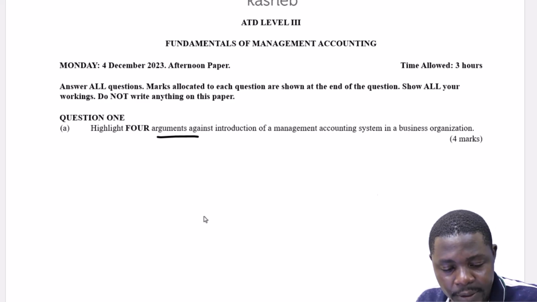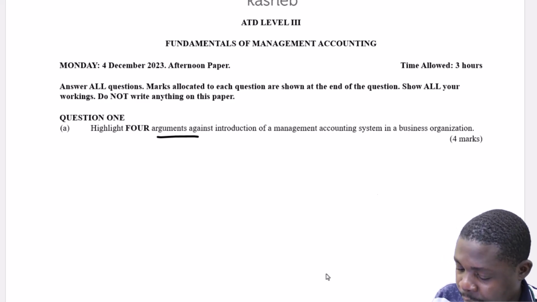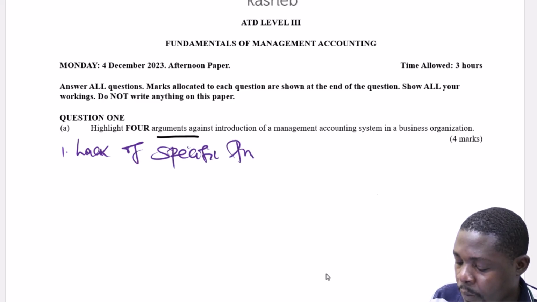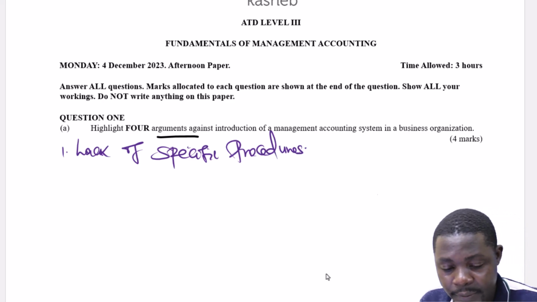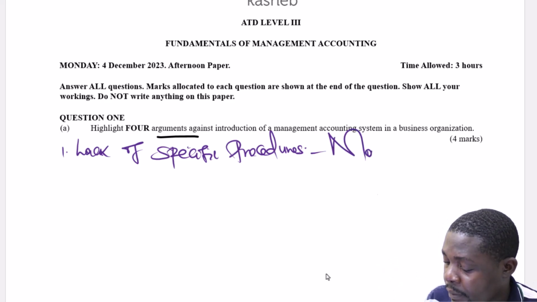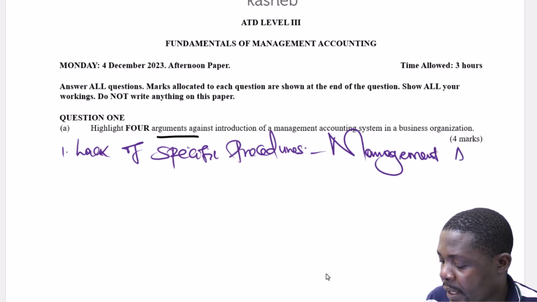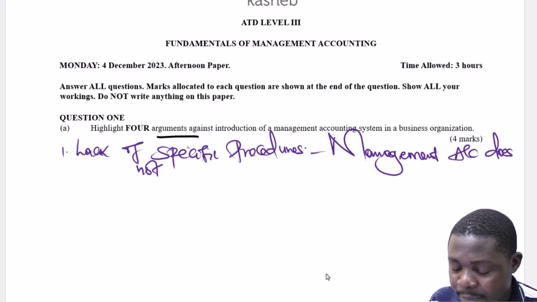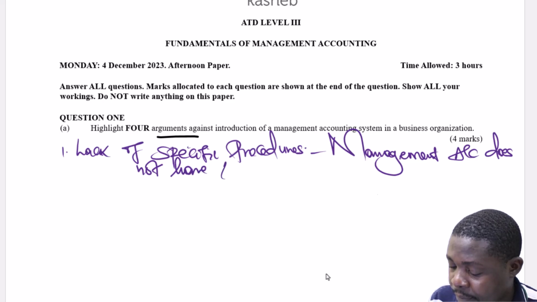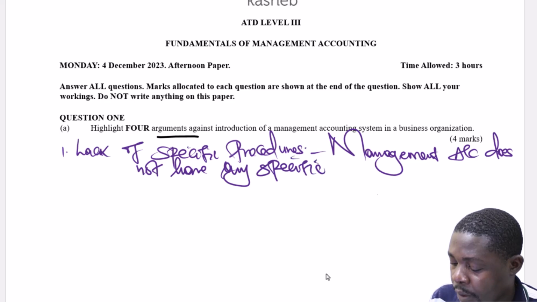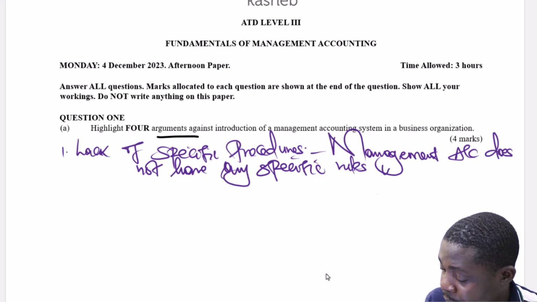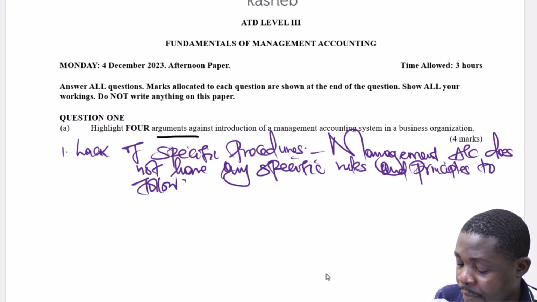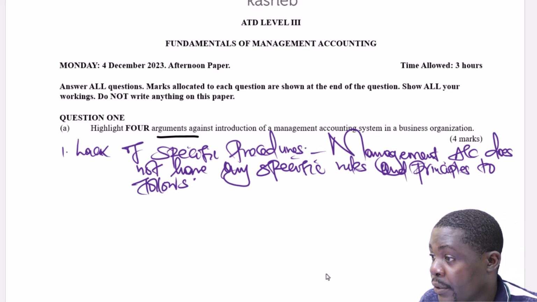Number 1, we can talk of a lack of specific procedures. Management accounting does not have specific rules and principles to follow. That means that each and every organization can derive their own ways of generating their books of account.